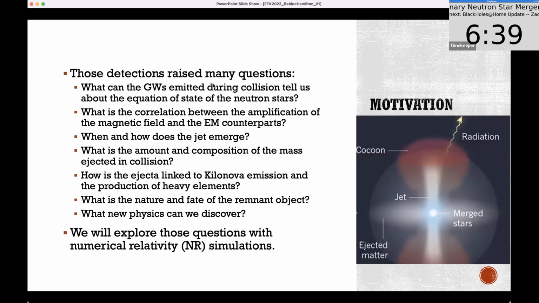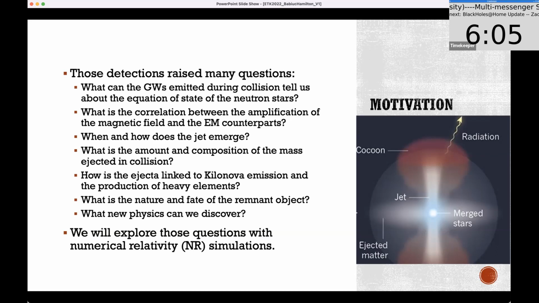afterglow. So my motivation is to look into those detections and see if I can answer some of those questions, or at least investigate. One of them is, what can the gravitational waves emitted tell about the equation of state? What's the correlation between the amplification of the magnetic field during collision and the emission of the electromagnetic counterparts? The holy grail of this kind of research is to find out when and how does the jet emerge.